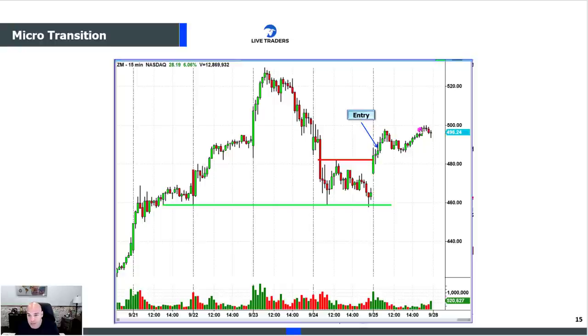It moves up, pulls back, and moves up. Was this a monster home run trade? No. But it's worth taking a shot because of how it bounced at 460 and the wide range bar taking out this prior pivot. So this is a transitionary, a micro time frame transitionary 3-bar play. Okay? So very, very interesting.